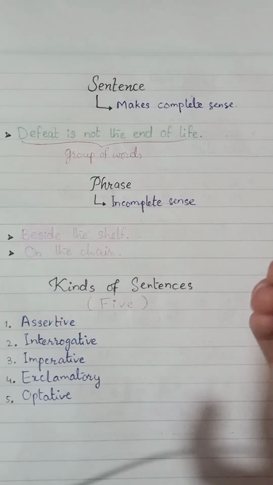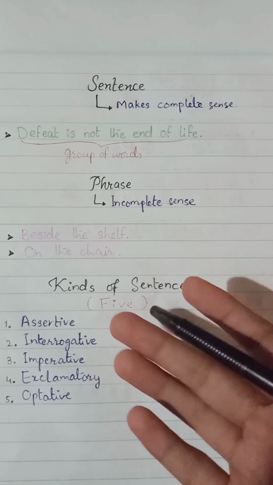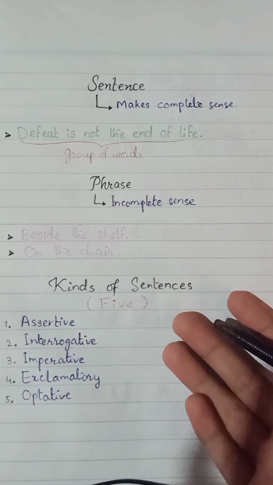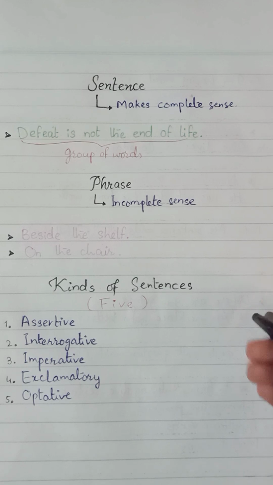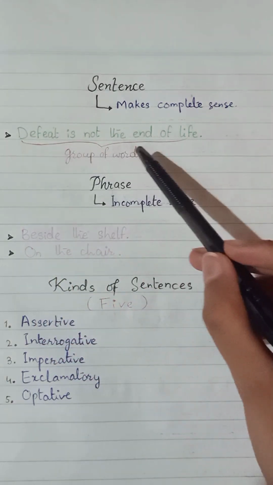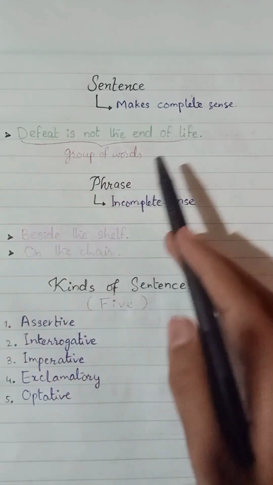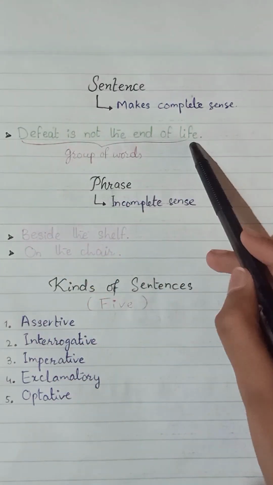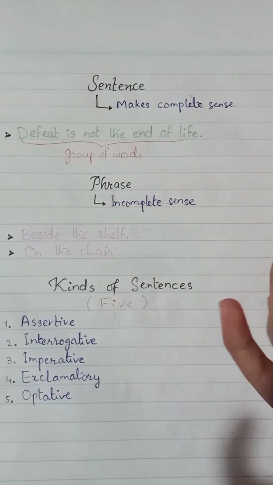Sentence अल्फाज का मजमुआ जो कि कोई सेंस दे, जिसका कोई सेंस बने, that is called a sentence. For example, defeat is not the end of life. शिकस्त ज़िंदगी का इख्तिताम नहीं होती. That is a sentence because it gives us complete sense, right?